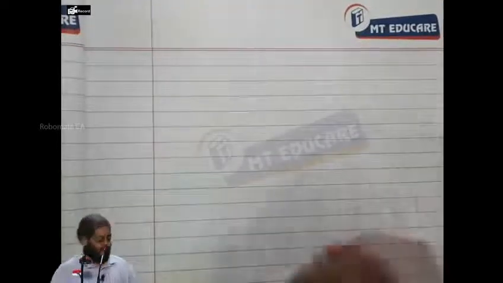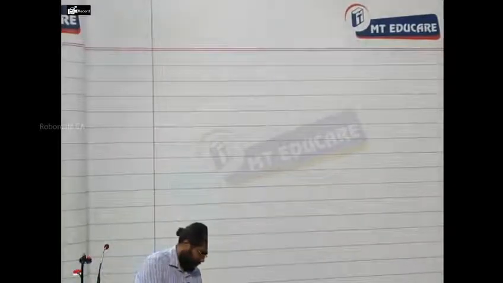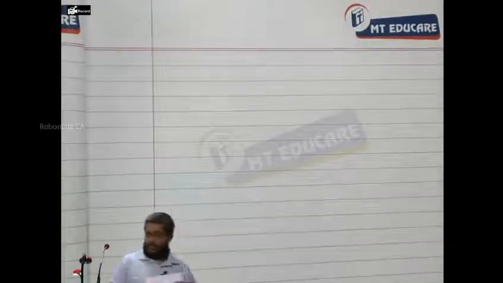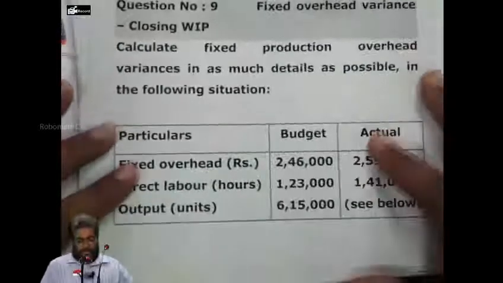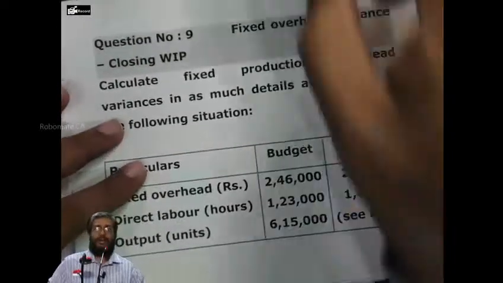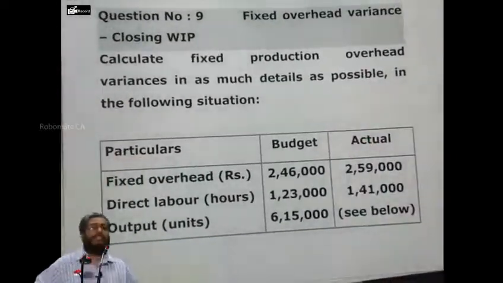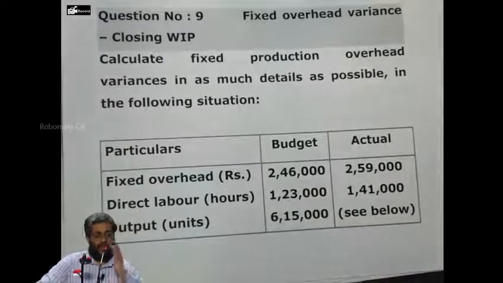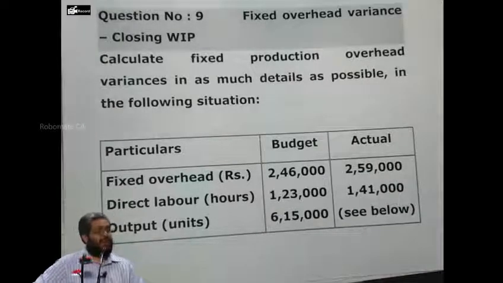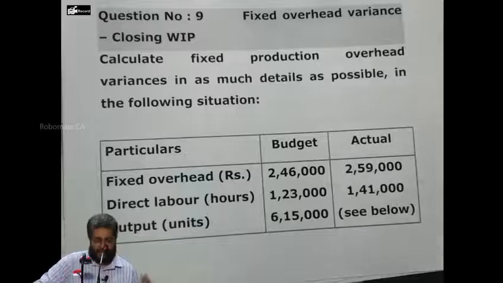Take question number 9. With this problem, we will complete all the overhead variance problems. Then we can go for the consolidated sums.